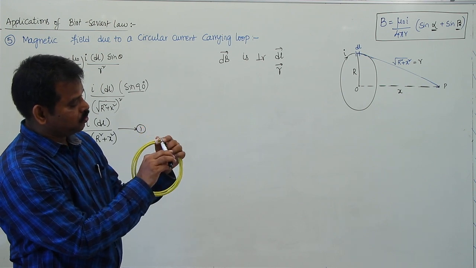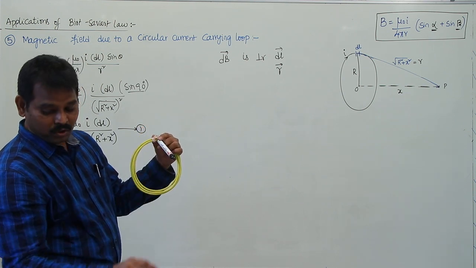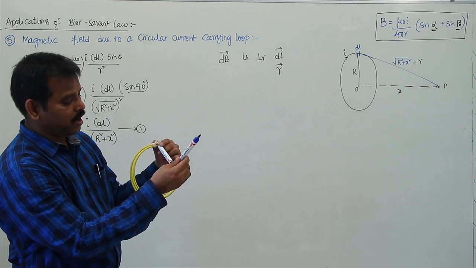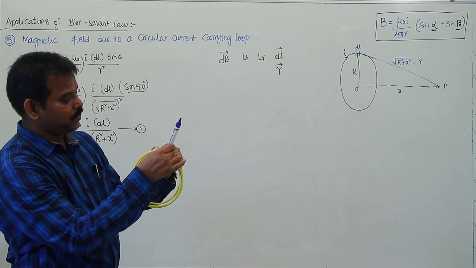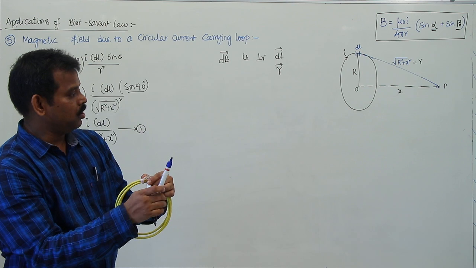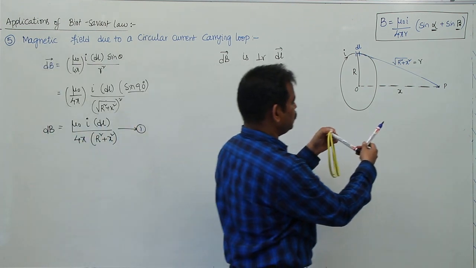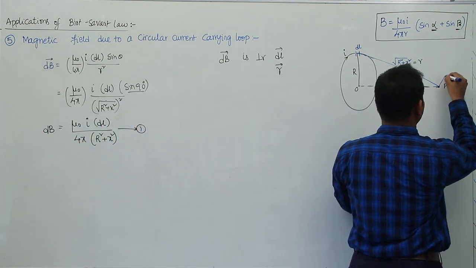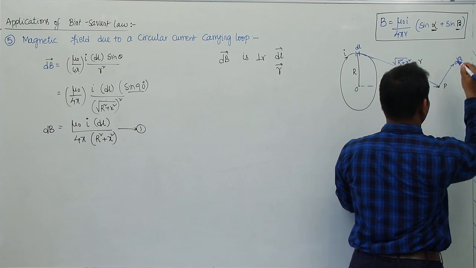So if you join these two, this is r bar. The magnetic field should be perpendicular to r bar like this, and also perpendicular to this element here. So it should be like this. This is the direction of the magnetic field.